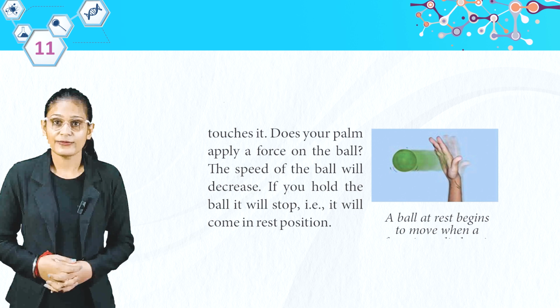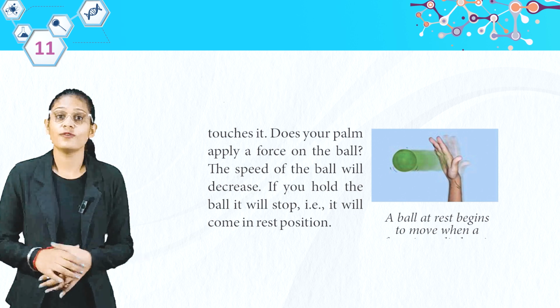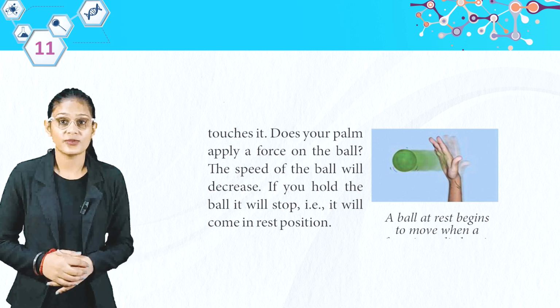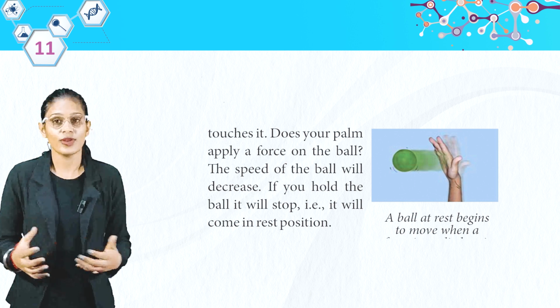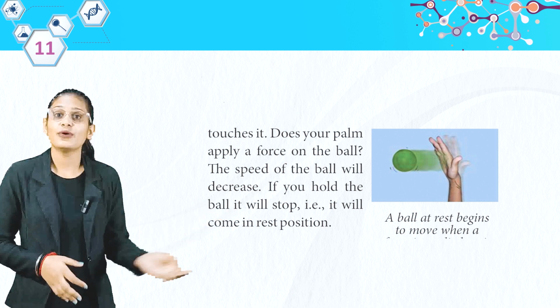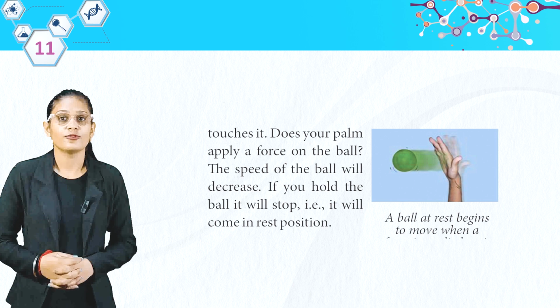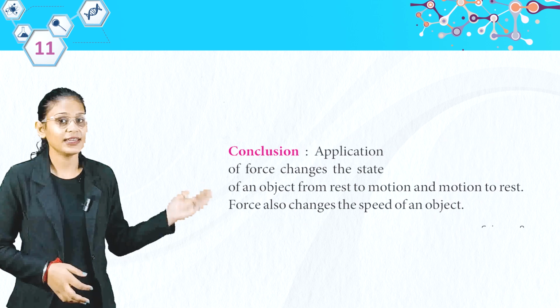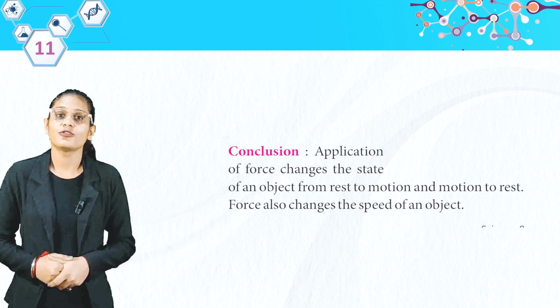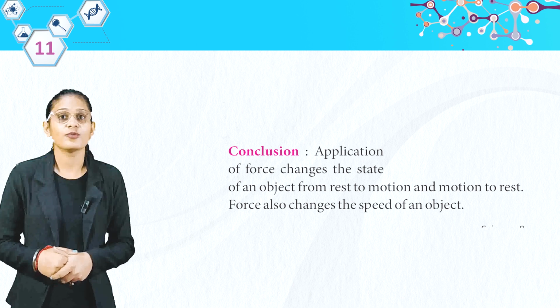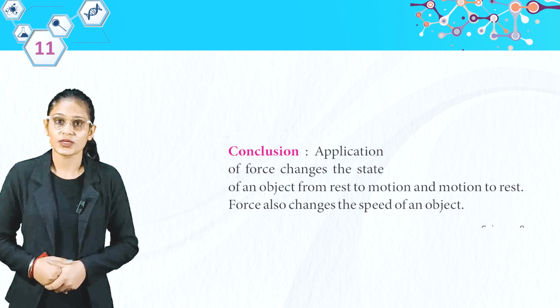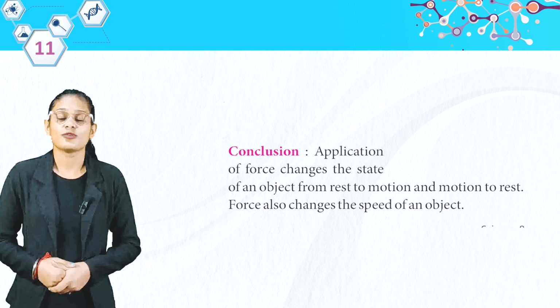Does your palm apply a force on the ball? The speed of the ball will decrease. If you hold the ball, it will stop. That means it will come to the rest position. Look here. A ball at rest begins to move when a force is applied on it. Here, conclusion. Application of force changes the state of an object from rest to motion and motion to rest. Force also changes the speed of an object.